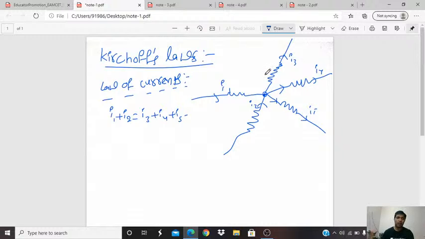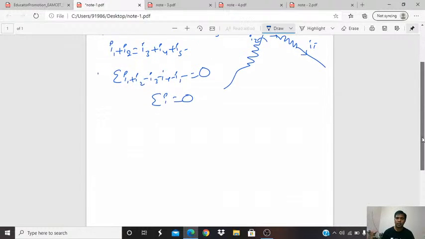That is law of current. Or the algebraic sum of the total currents: I1 plus I2 minus I3 minus I4 minus I5 equal to 0. So the algebraic sum of the currents is 0, or the sum of the currents entering into the junction equals the sum of the currents leaving the junction.